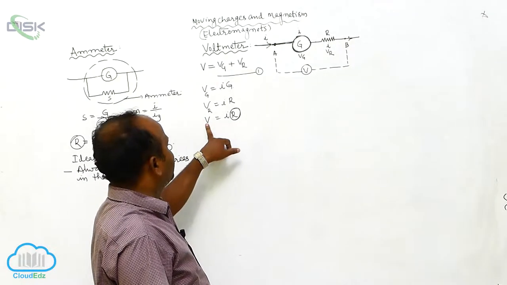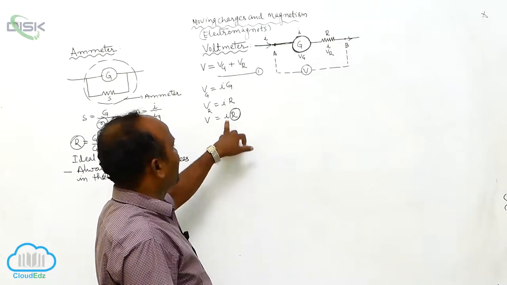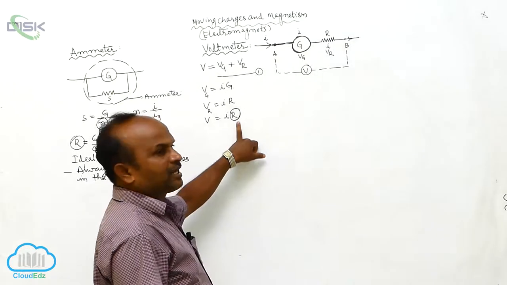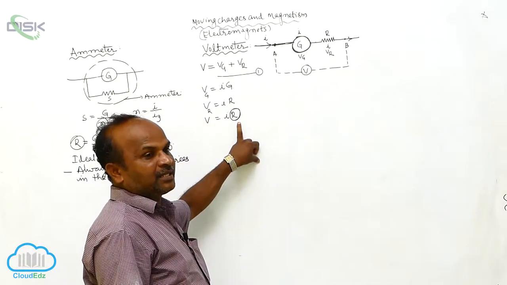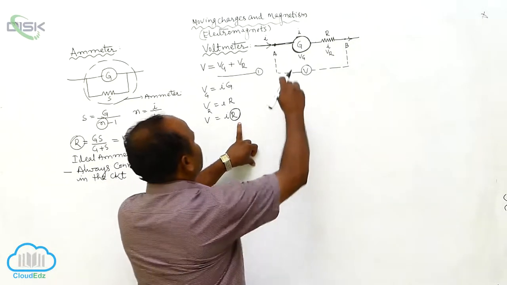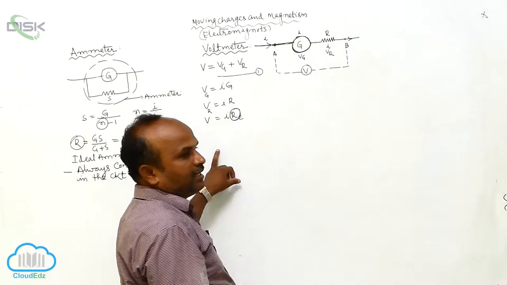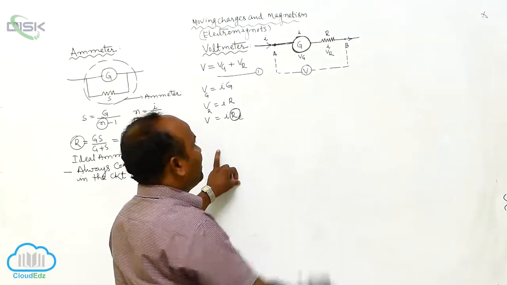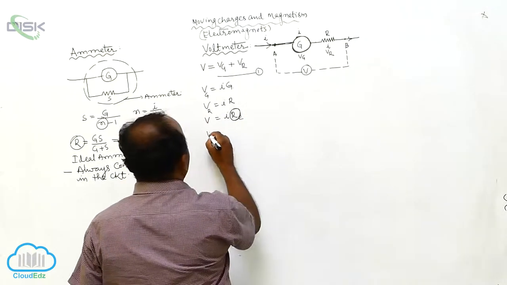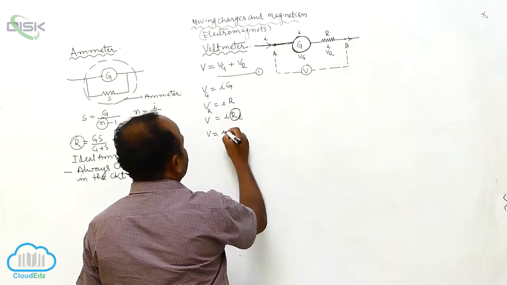Not the total potential difference, total current and the total resistance. Total resistance means effective resistance in the circuit. Therefore, what is the effective resistance? Re is the effective resistance. Now, in the circuit, V is equal to I into the total resistance.